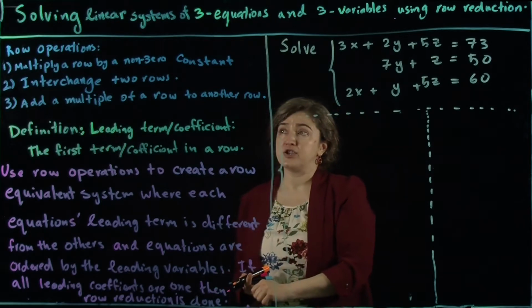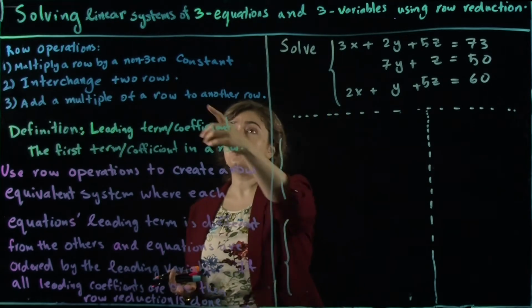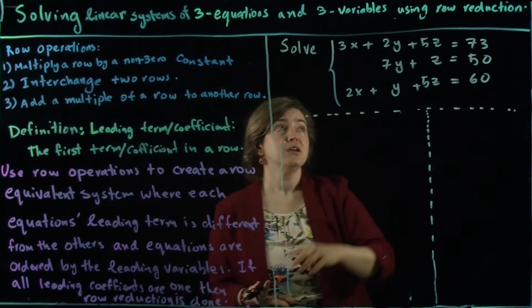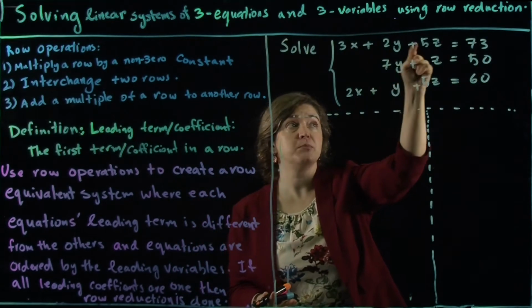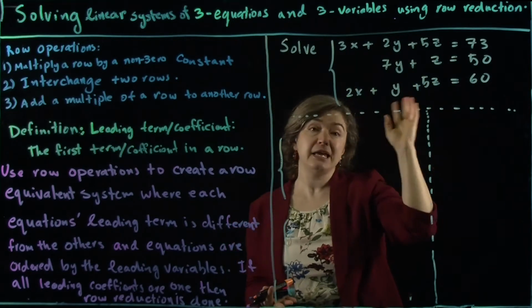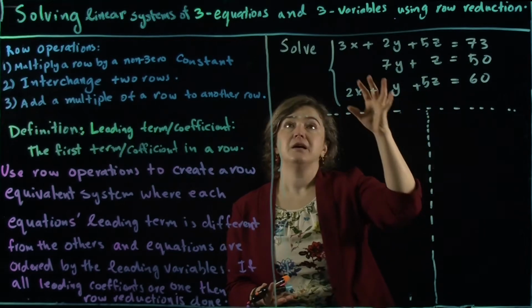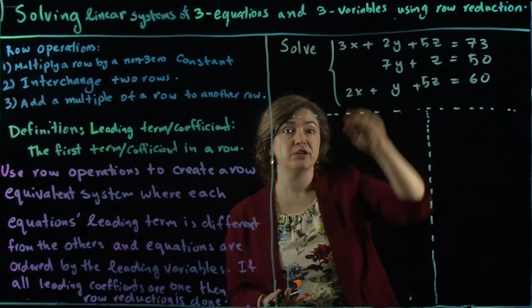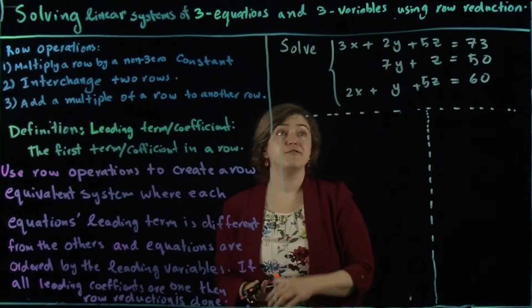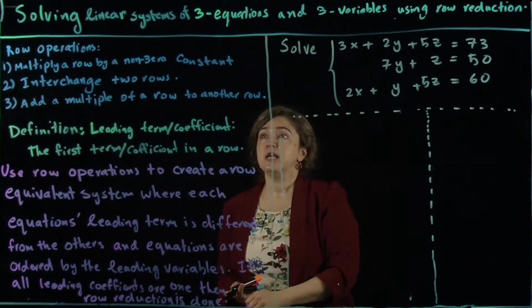What are row operations? Multiplying a row by a non-zero constant. So if I take any row in here and multiply each term of the row by any non-zero constant, and then replace that row by the new equation, then I've done a row operation.